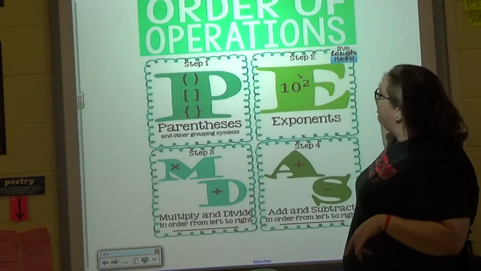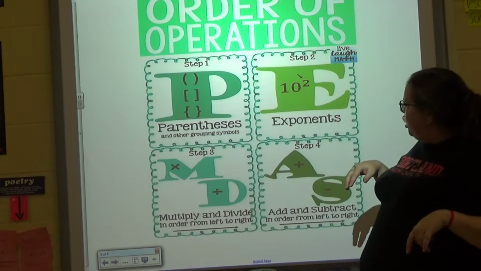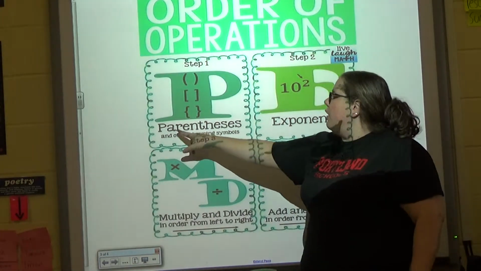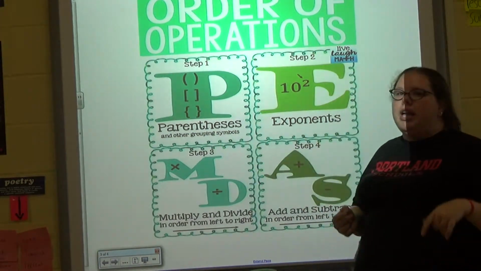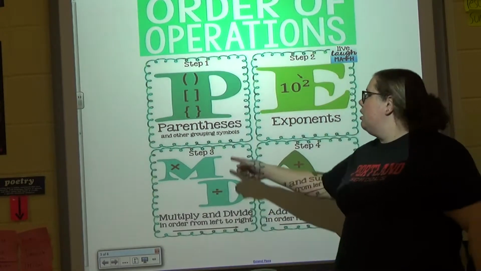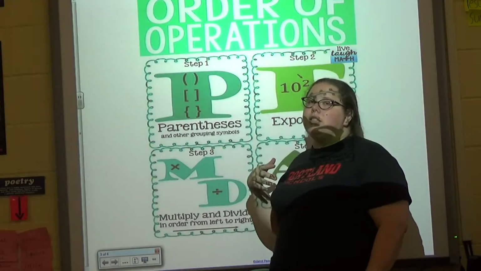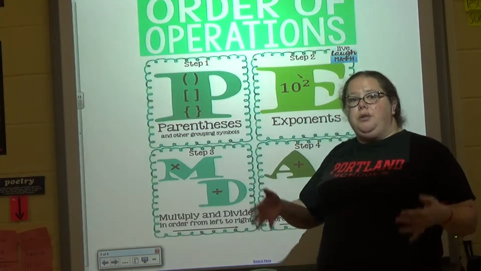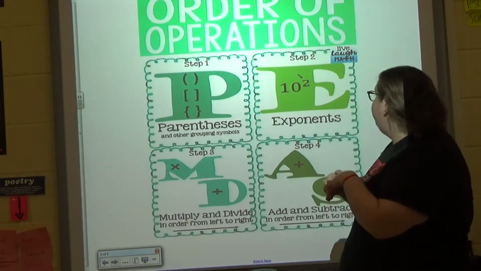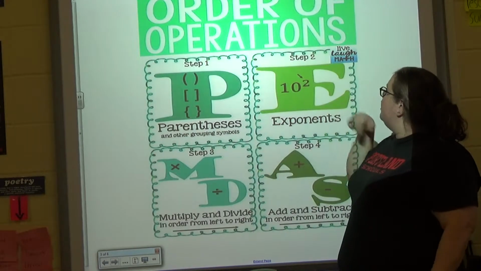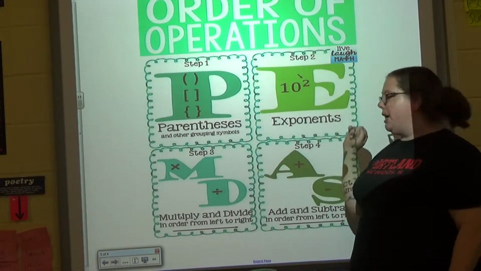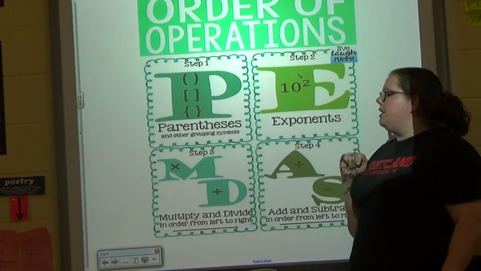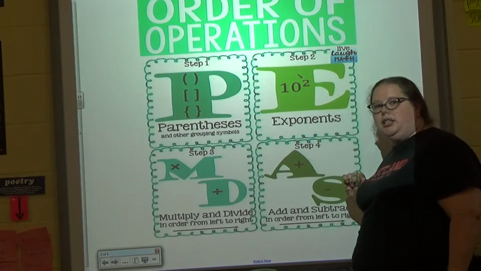Alright, so here's my fun little picture I found. So notice this parentheses and other grouping symbols. It doesn't just have to be parentheses. Brackets, also absolute value is included there. So if you're doing absolute value, you do the stuff inside that first also. Exponents, right? How many times you're multiplying something by itself. Multiply, divide left to right, add and subtract from left to right.